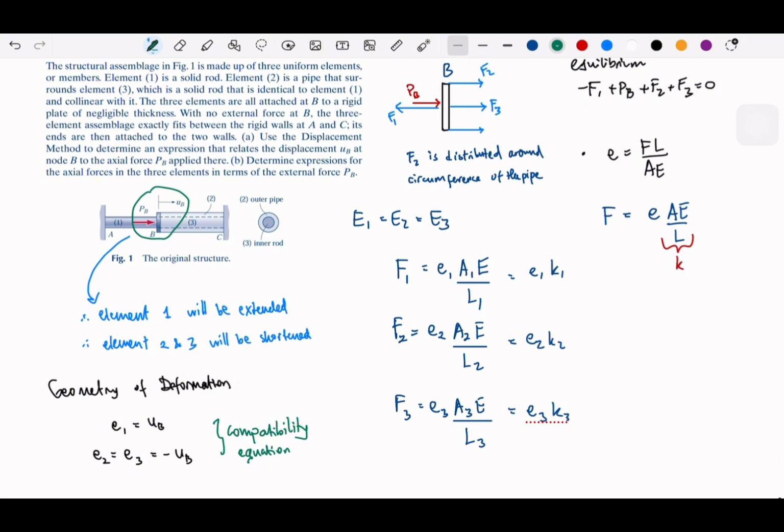Basically similar. You start from the equilibrium, and then you write the elongation equations, all the equations, and then write the compatibility equations. But we need to express in terms of PB. So basically, what we are going to do next is just substitute as usual. Okay, we substitute all.